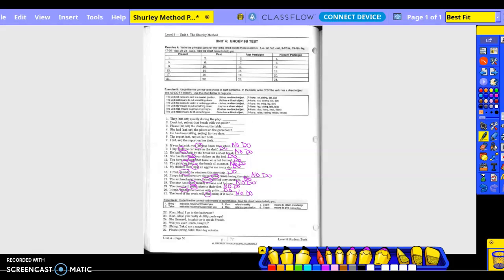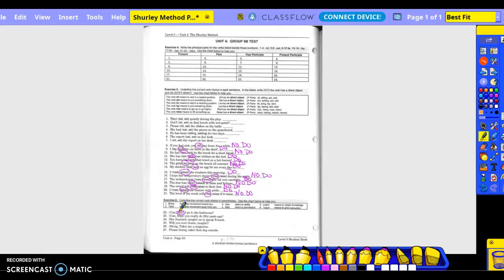Exercise 6. Underline the correct verb choice in parentheses. Use the chart below to help you. Okay. Now, also, I would like you to circle it. It's easier for me to see. Okay. So, blank, I go to the bathroom. May. Because you don't use can because it's not an ability, right?